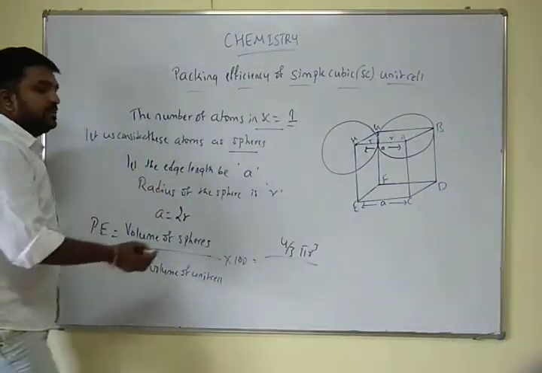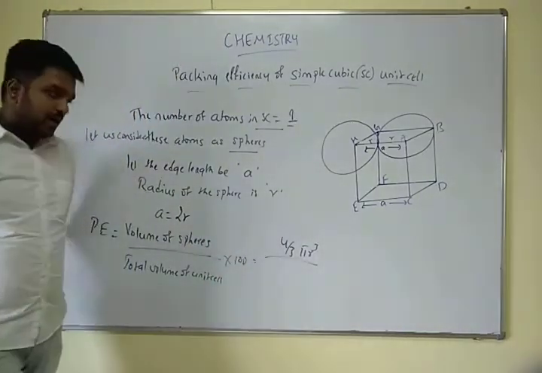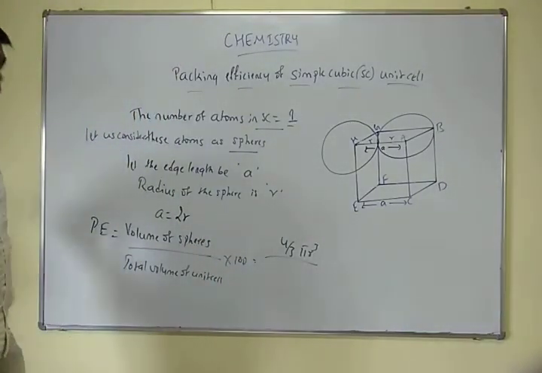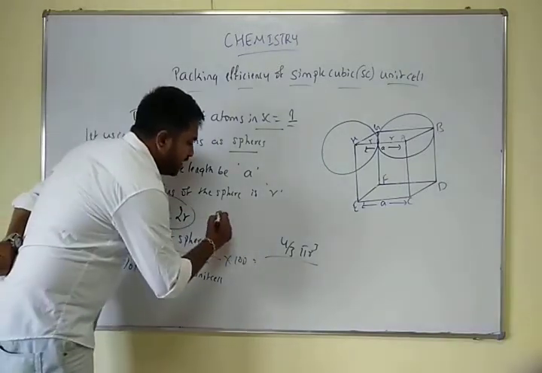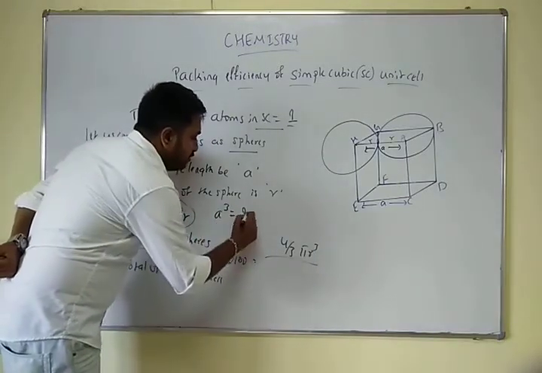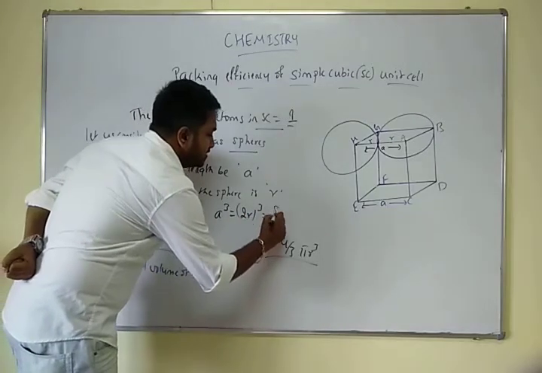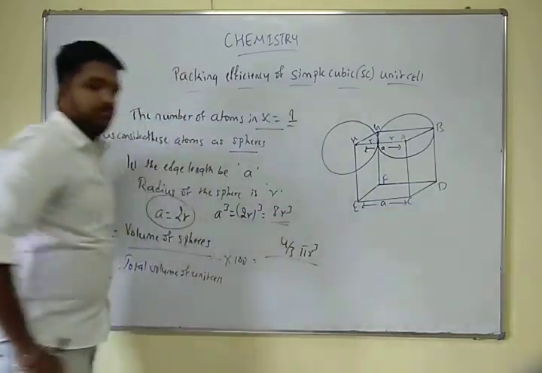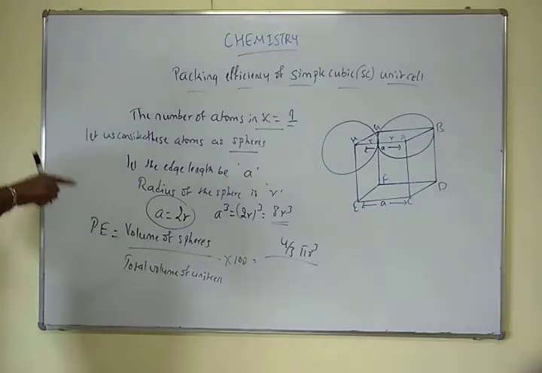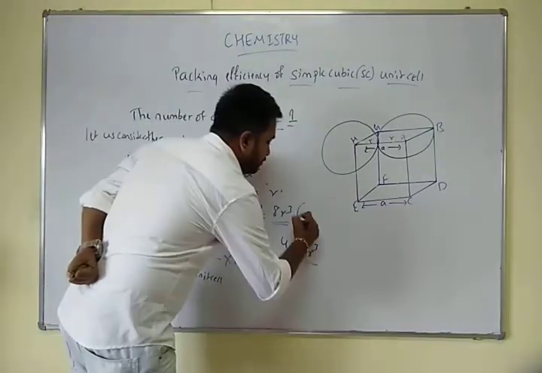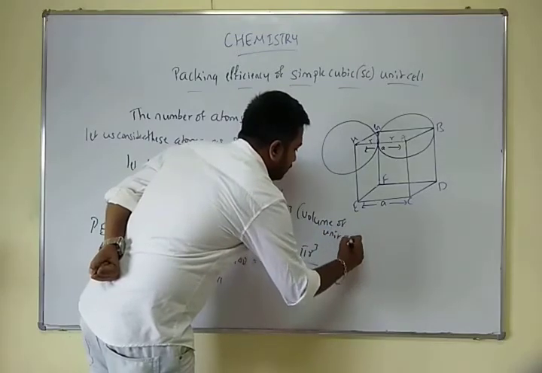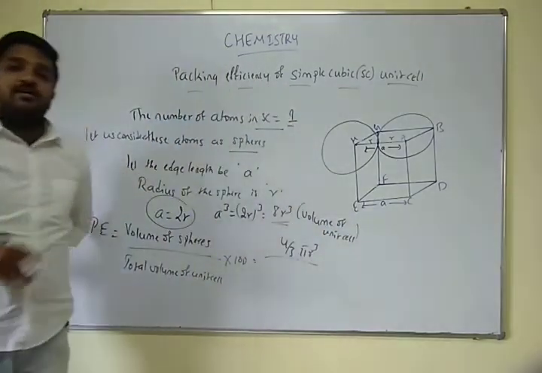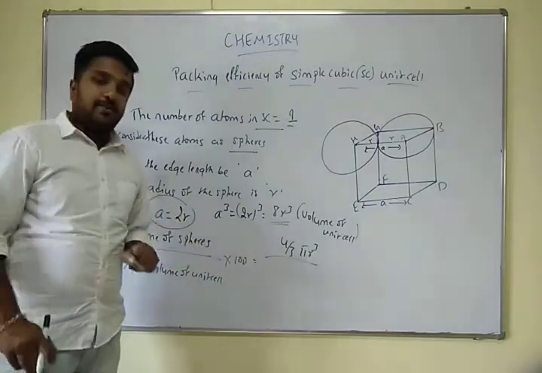So the volume of the sphere is given by 4 by 3 pi r cube, and the volume of the unit cell is given by a cube. That means 2r whole cube, that is 8r cube. Clear? So a cube is the volume of the unit cell, and the volume of the sphere is the standard one, 4 by 3 pi r cube.